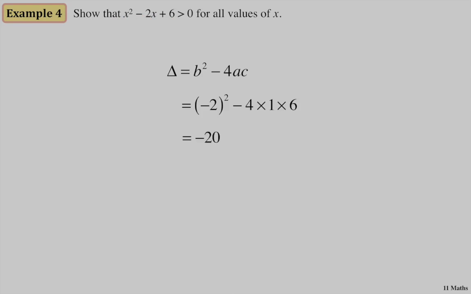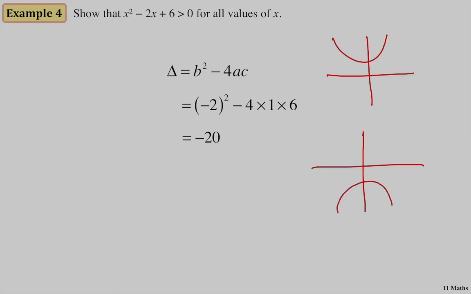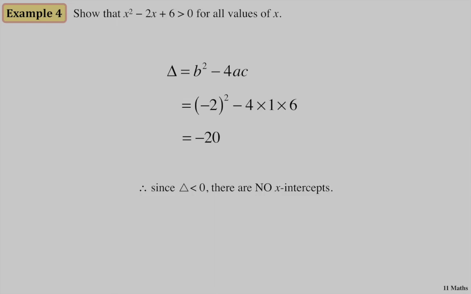Now, what does a discriminant of -20 mean? Well, it means that you can't take the square root of a negative number. It means there are no solutions. So if I tried to graph y equals x squared minus 2x plus 6, there are no x-intercepts, which means it's either always above or always below the x-axis. The only cases I've got is something like this or something like this. So what is it going to be? Well, let's look at the number in front of x squared. It's a 1.